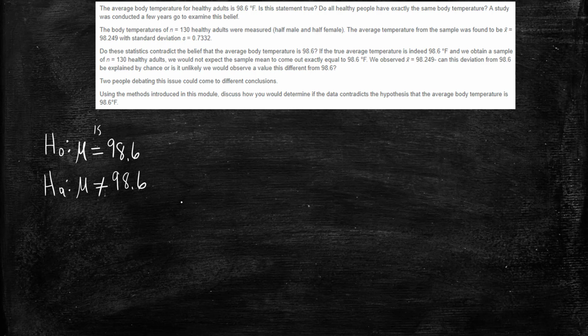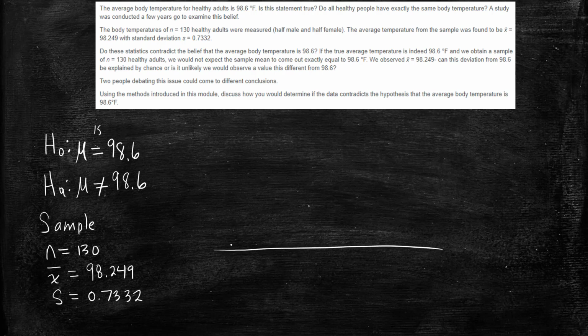And they give me some information here. They say the body temperature, so they give me a sample. They went out and took a sample of 130 healthy adults. So that's my sample size. The average temperature, so the sample mean, was 98.249 with a sample standard deviation of 0.7332. All right, so what we're looking at to see is, do we believe what they're telling us?